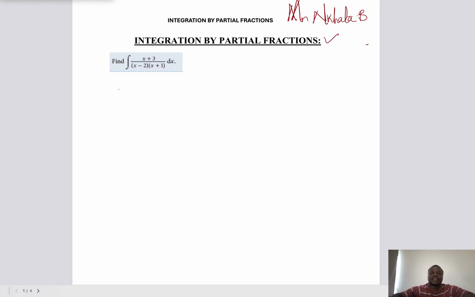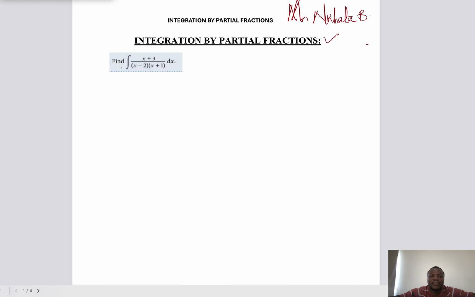Now the first question here, we are told to find the integral of (x plus 3) over (x minus 2)(x plus 1). If you look at this integral, it's very difficult to integrate, even if we know all the rules on integration. So first of all, we need to break down this expression into components that are smaller. Then maybe from there we can pick the integration rule that we can use. So the first thing is to break this into partial fractions.